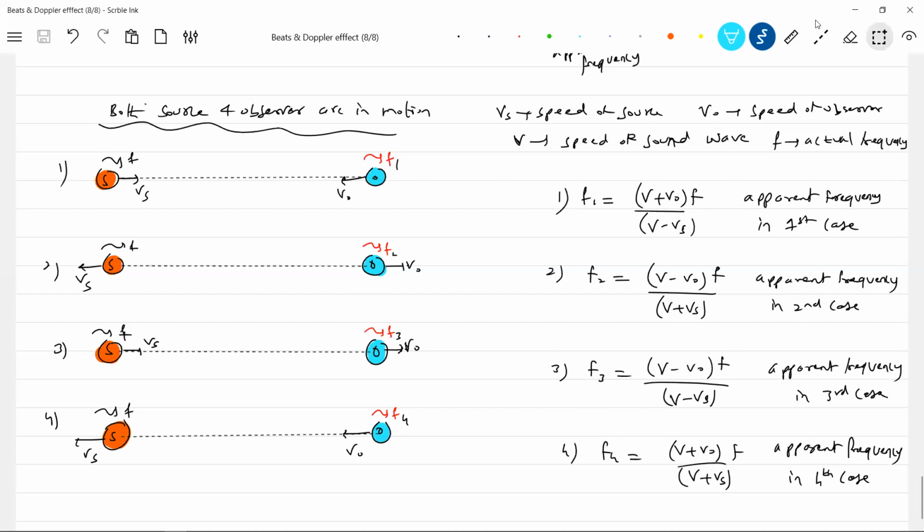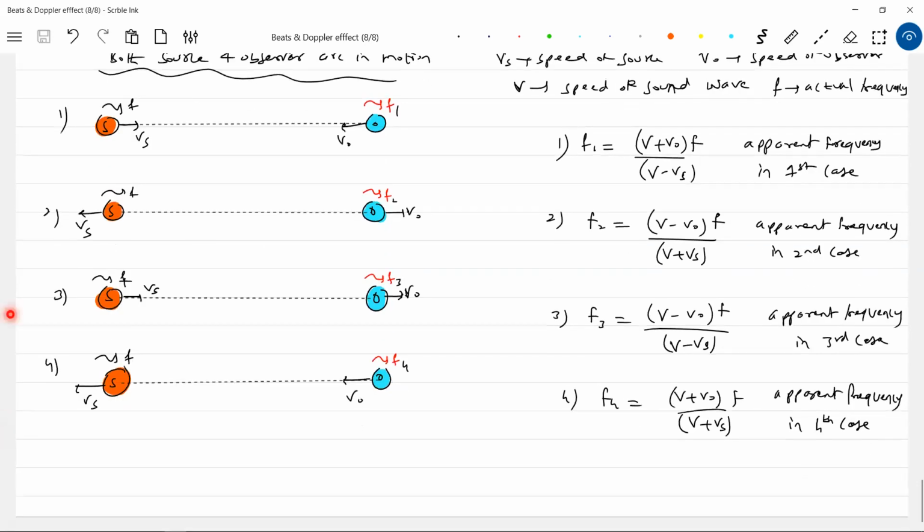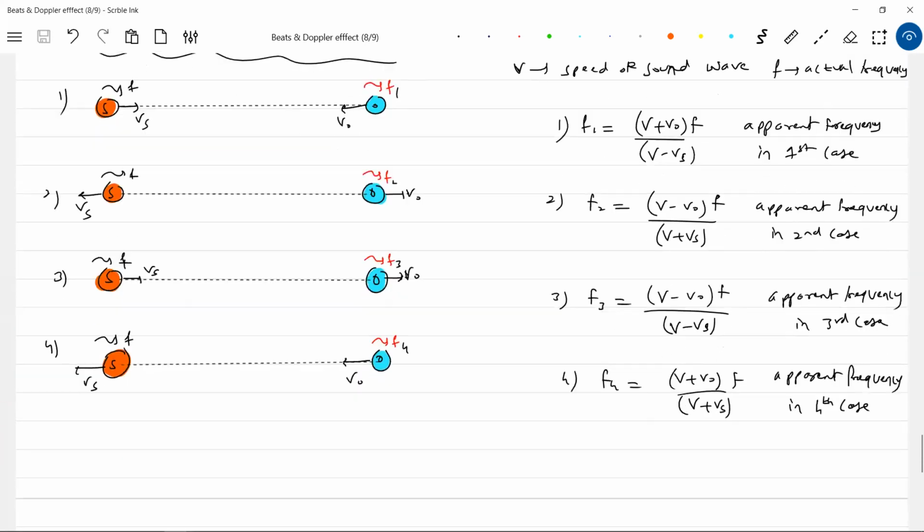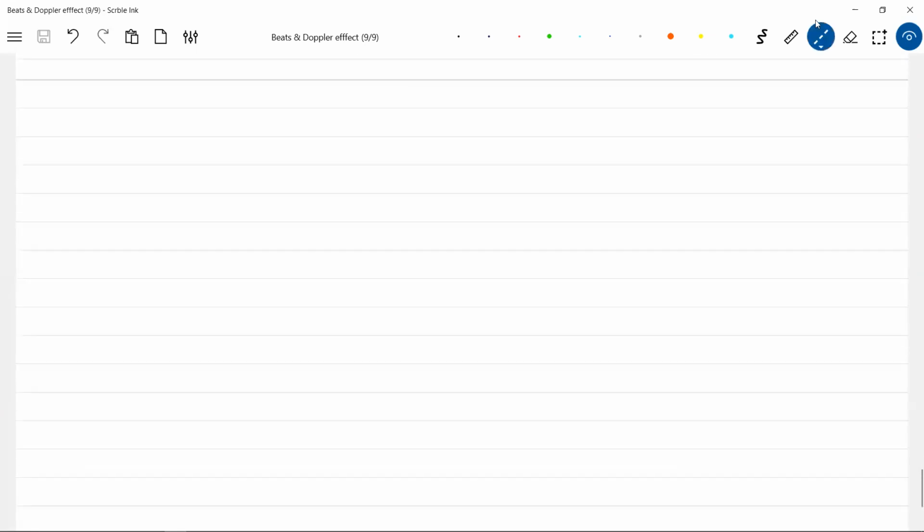Strictly, what are Vs and V naught? They are the velocities measured along the line joining source and detector. What happens if the velocities of source and observer are not in the same direction, not along the line joining? So we'll take one case here only.